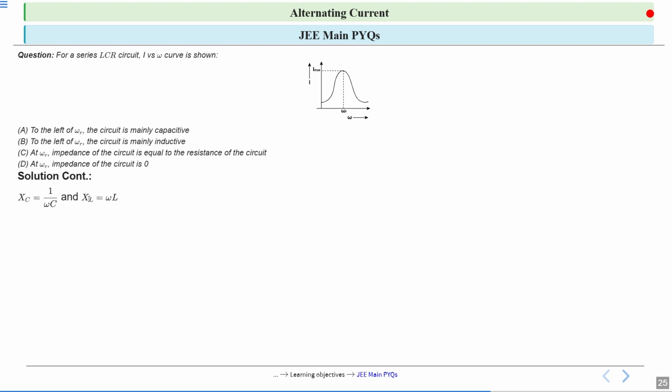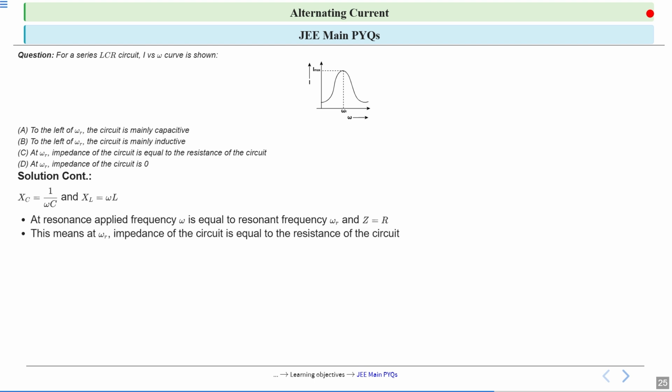Okay, so XC is equal to 1 by omega C and XL is equal to omega L. At resonance, applied frequency omega is equal to resonant frequency omega R and Z equal to R. Okay, so at resonance frequency omega is equal to the resonant frequency, which is omega R, and Z becomes equal to the resistance of the circuit, which is Z minimum, and current becomes maximum. This means at omega R, at resonant frequency, impedance of the circuit is equal to the resistance of the circuit. At resonant frequency, XC is equal to XL.